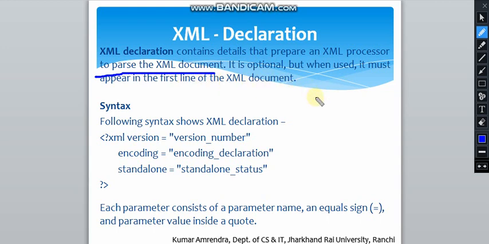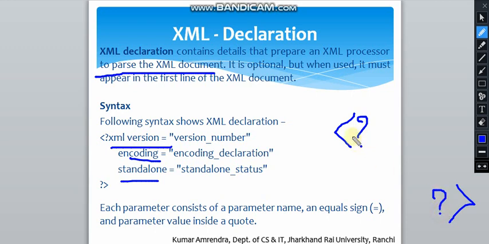मतलब जब भी हमें ये declaration use करना है XML का, तो we have to use it in the first line. मतलब इसके ऊपर कोई भी किसी तरह का कोड नहीं लिखते हैं. We have to write the first element as this one: XML version, encoding, standalone. These are the attributes of this declaration tag. And this declaration tag always starts with a question mark and always ends with a question mark. तो ये होता है syntax declaration का.